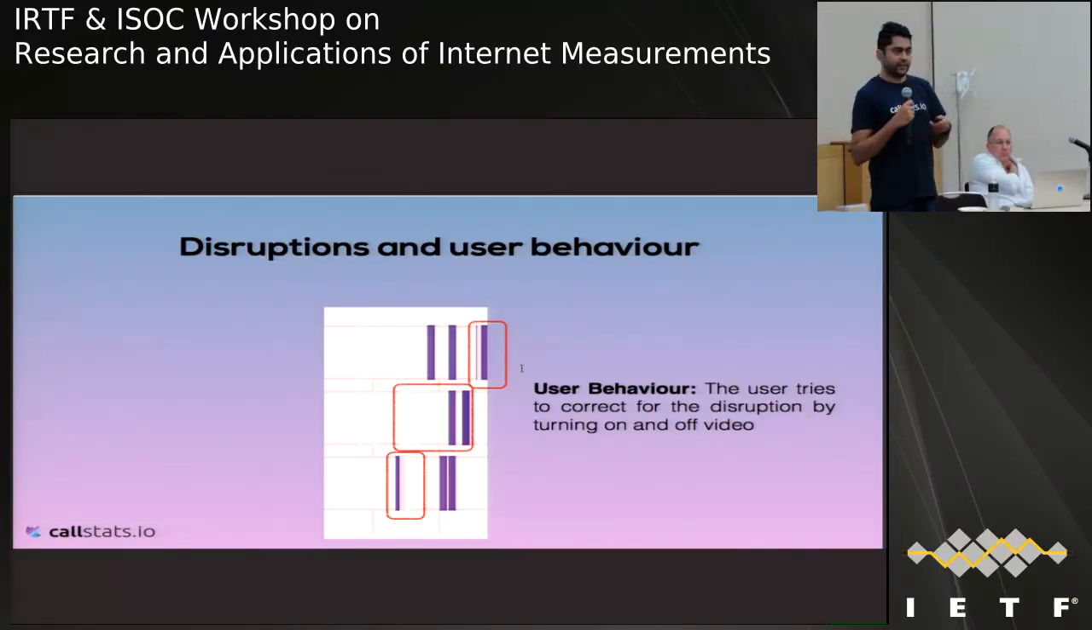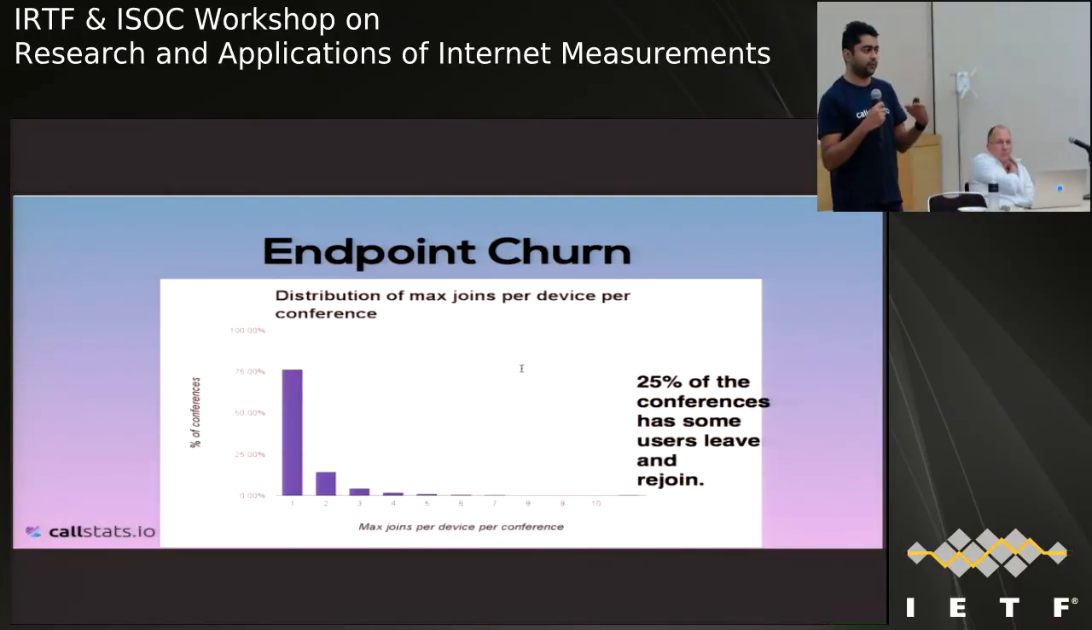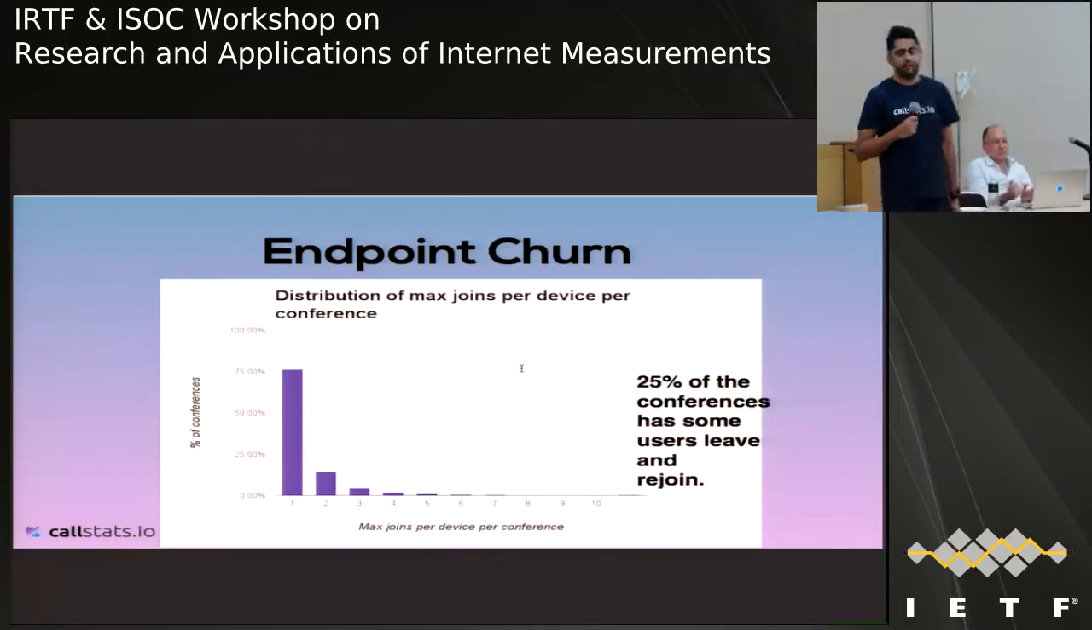Another thing that we saw was that when people get really frustrated, they just reload the tab. So they press Command R, and how we observe that is as churn. 75% of the calls did not see it, but in about 25% of the calls, users were reloading the tab.